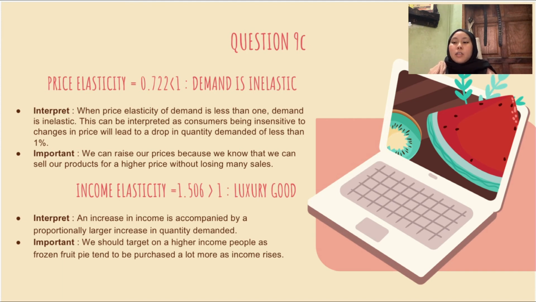Second, income elasticity. Based on the previous question, our income elasticity is 1.506, which is more than 1. That means our product is a luxury good. An increase in income is accompanied by a proportionally larger increase in quantity demanded. The importance of this elasticity is that we should already know who our main target is, which is high income people, as frozen fruit pie tends to be purchased a lot more as income rises.